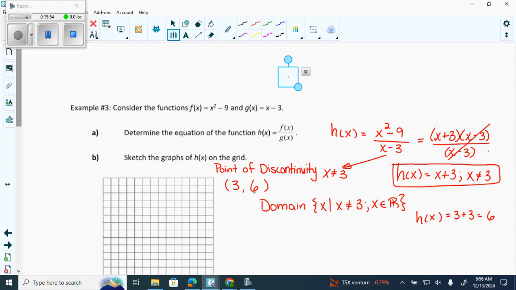Okay? So if I ask for the range, it would be the same thing. I have to find that y. My range is going to be y such that y can't equal 6, because that is the point of discontinuity. That is the y that doesn't exist. We agree?